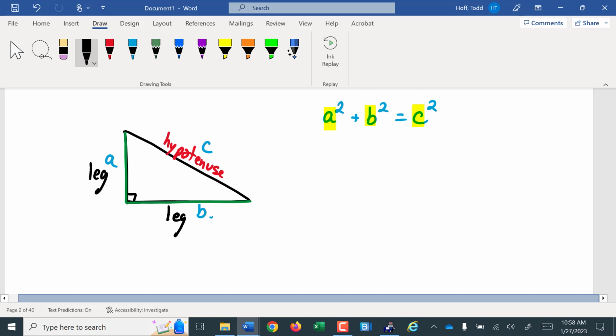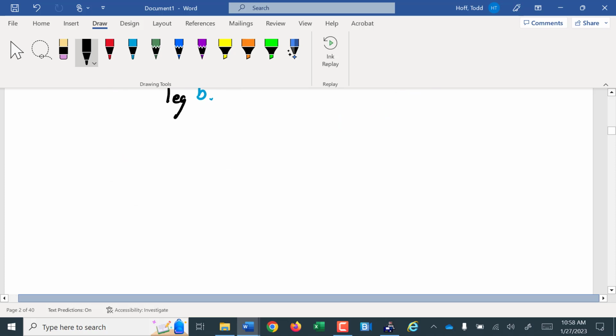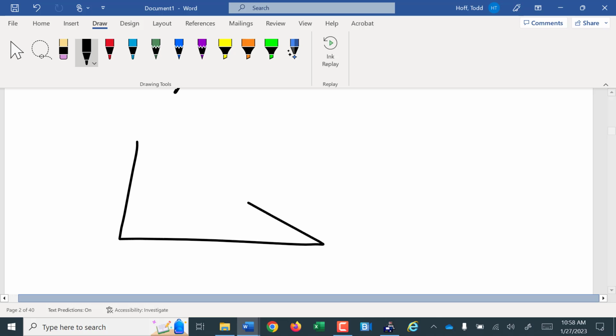Before we get into finding missing sides, one of the first functions this can be used for is determining if a triangle is a right triangle. So if I have a triangle like this and I'm not sure, somebody give me a number between 5 and 20. 17. You had to go for a hard one, didn't you? 17 inches. Let's see, 17 squared.